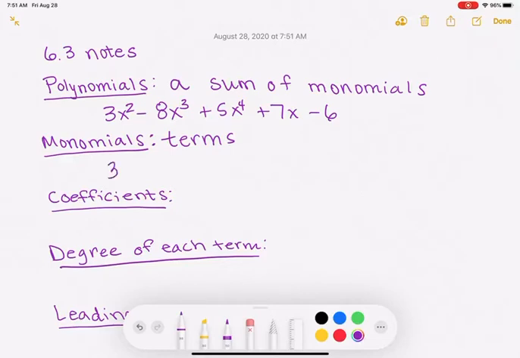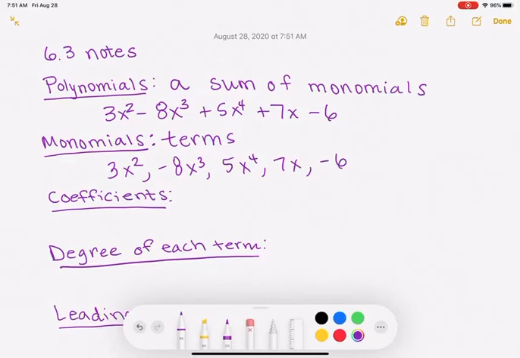Some examples: 3x squared is one of the monomials. Negative 8x cubed is one. 5x to the fourth. 7x, and then that negative 6.